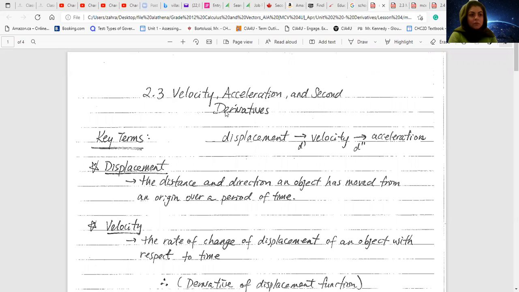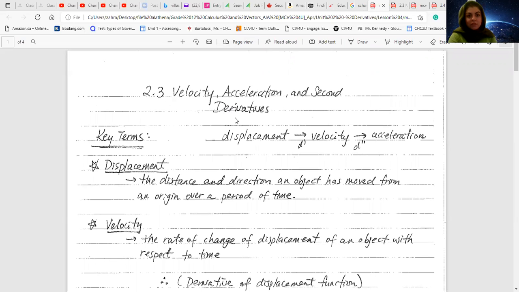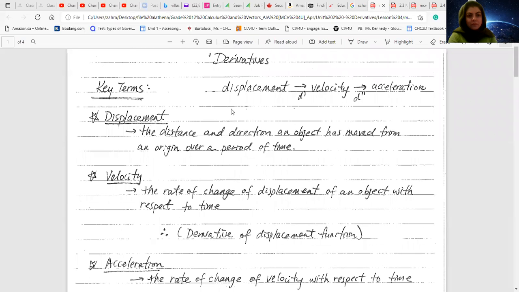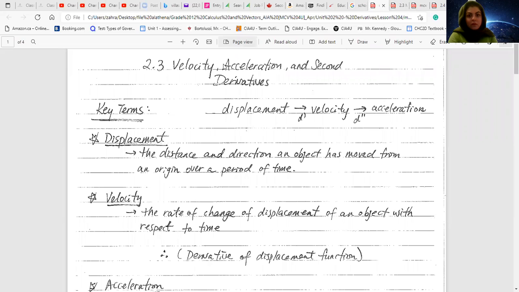Okay, so we're doing 2.3: velocity, acceleration, and second derivative. Okay, so now what is the displacement? Displacement is the vector from the initial position to the final position. It's the distance that the object has moved, and it has direction and magnitude.